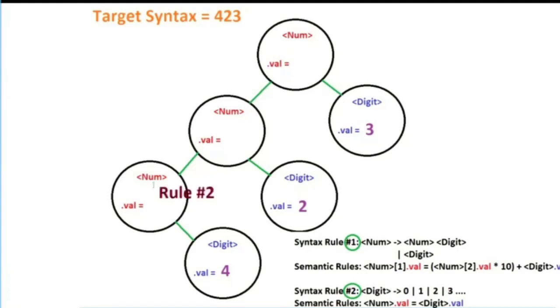In our first node, starting from the bottommost here, I'm actually going to use rule number 2, the semantic rule for number 2, and that is that num.val equals digit.val. Well, it's only connected.